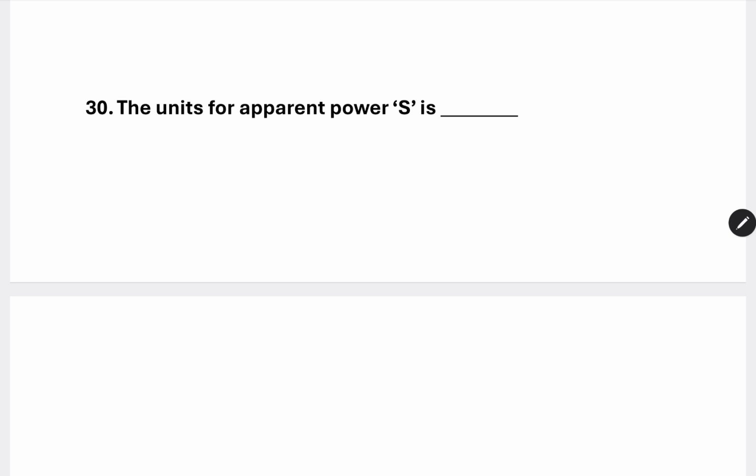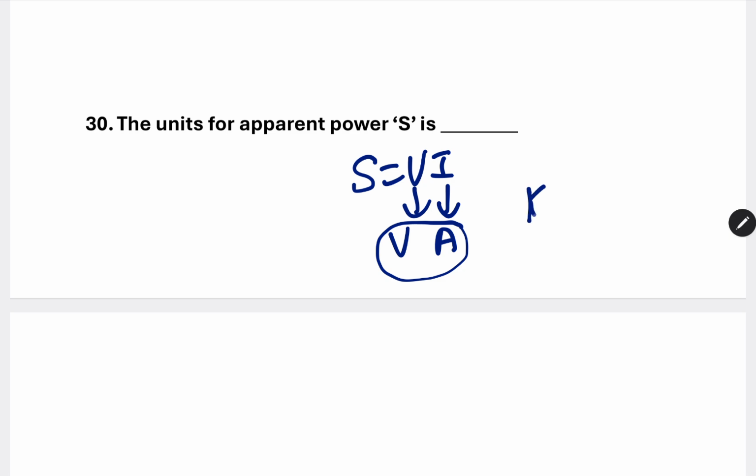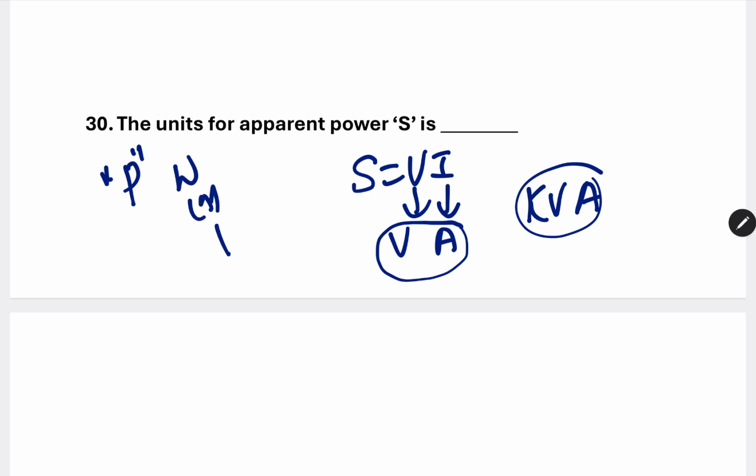Next, question number 30. The units of apparent power S. Apparent power S is VI. So V units are nothing but volts. I units are nothing but amperes. We represent it with volt ampere, or we can also represent it with kilovolt ampere, kVA. What are the units of real power? Watts or kilowatts. What are the units of reactive power? Volt ampere reactive or kilovolt ampere reactive.